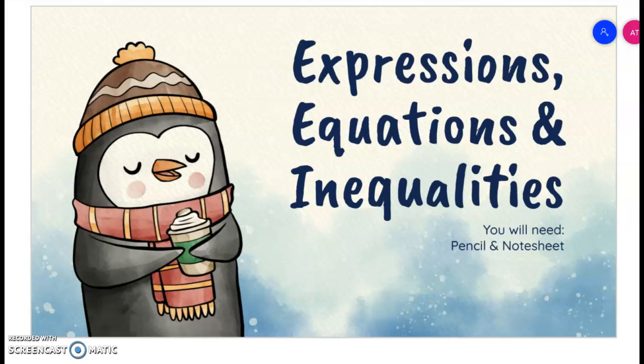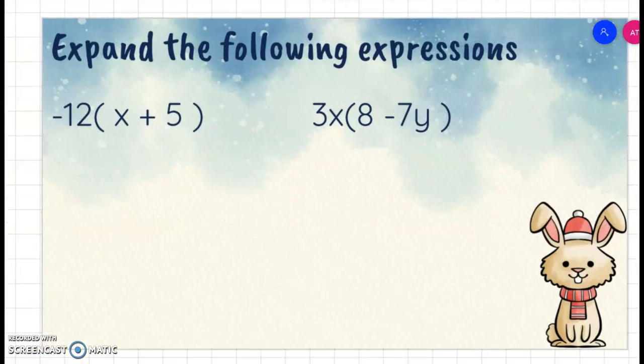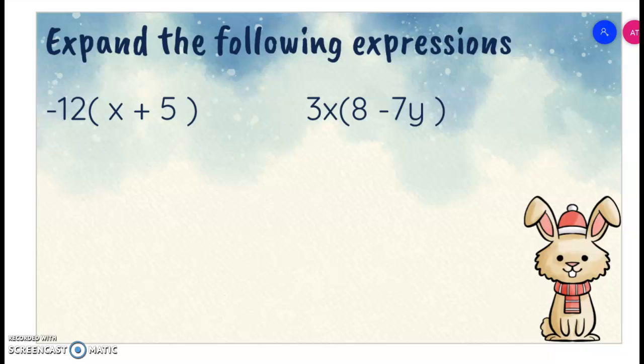So we're going to go over and review expressions, equations, and inequalities. The first thing that we're going to look at is expressions. It says expand the following expression, meaning make it large. Like dollar bills, y'all. So what that means is I'm going to take this negative 12 and I'm going to multiply it by this x.